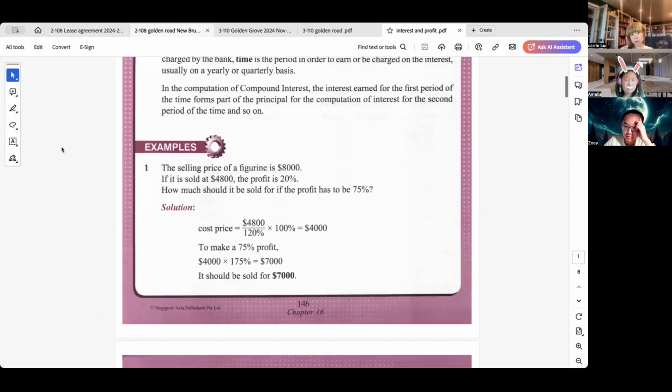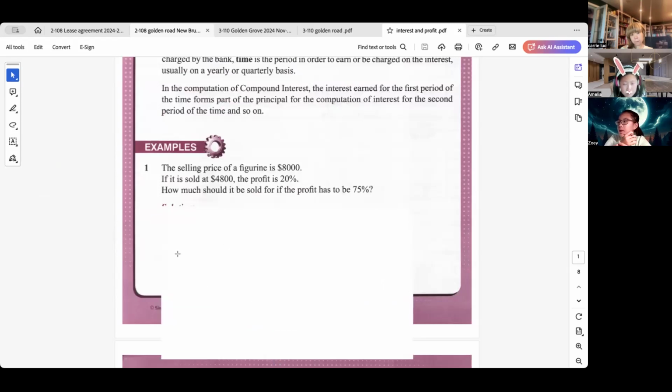Okay, so let's take a look at this one. So Zoe, could you please read the question for me? The selling price of a figurine is $8,000. If it's sold at 4,800, the profit is 20%. How much should it be sold for the profit to be 75%?